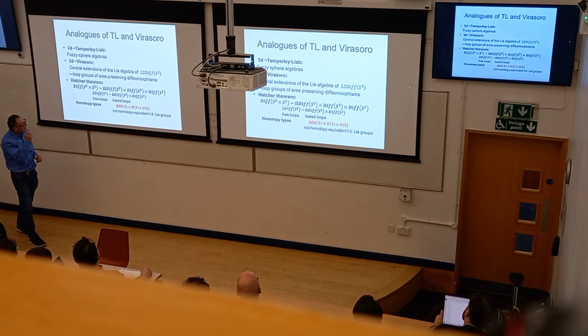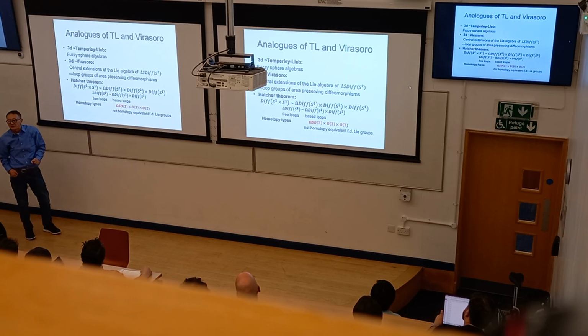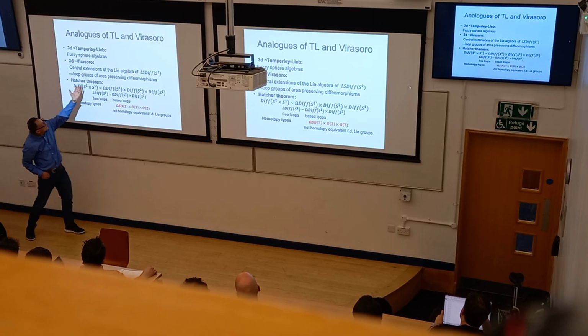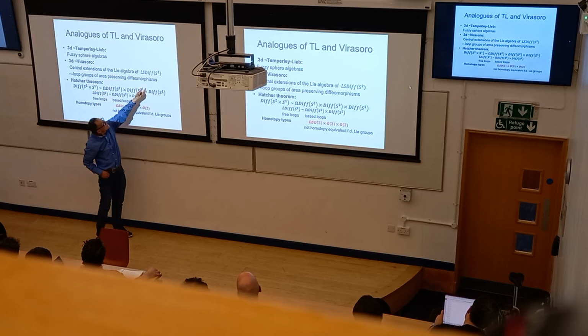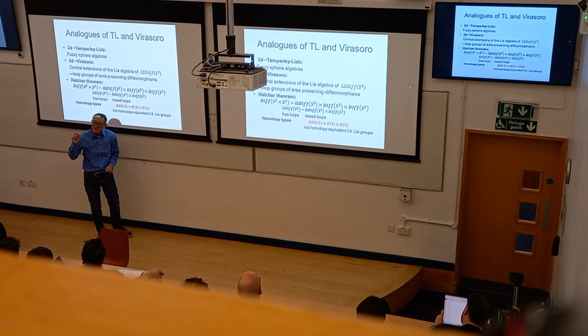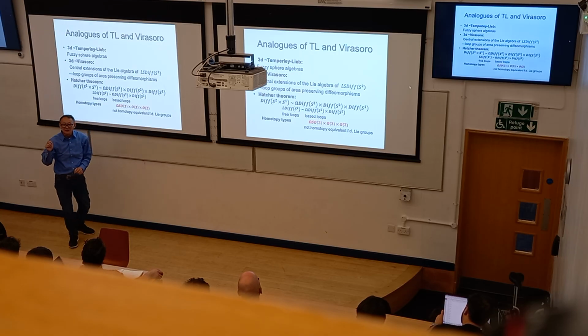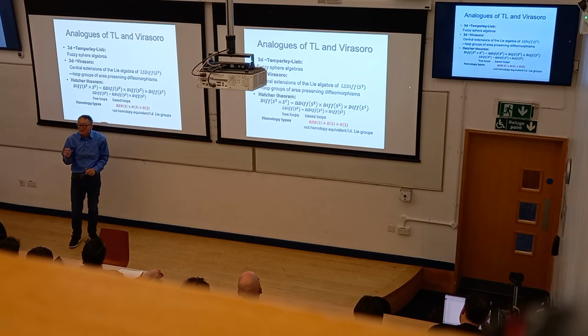So basically, I want to claim the following. There is a fuzzy sphere algebra, very close to the Temperley-Lieb algebra. And I want to explore this group, which is the area-preserving diffeomorphisms of the two-sphere, not all, just the area-preserving ones. And then I need to do the loop extension because I want to get a non-trivial central extension. Without it, you don't have it.